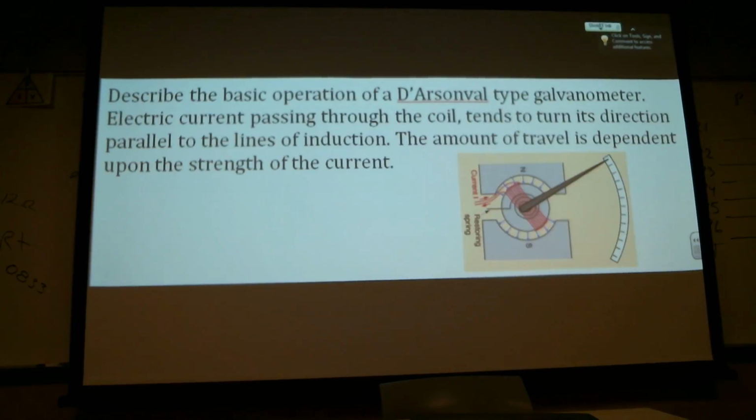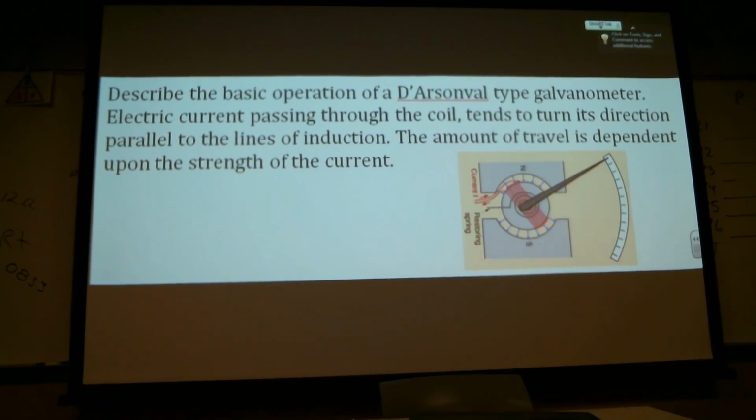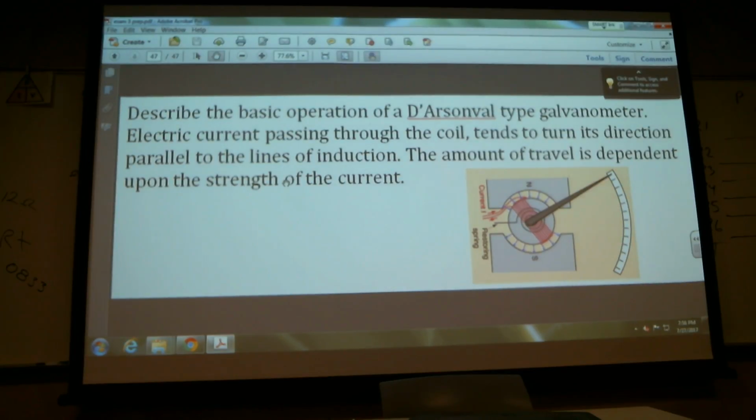Describe the basic operation. Oh, there it is. Electric current passes through the coil, tends to turn its direction parallel to the lines of induction. The amount of travel is dependent upon the strength of the current, and the strength of the current is relative to that spring that it's balancing out against. And that's the whole test.